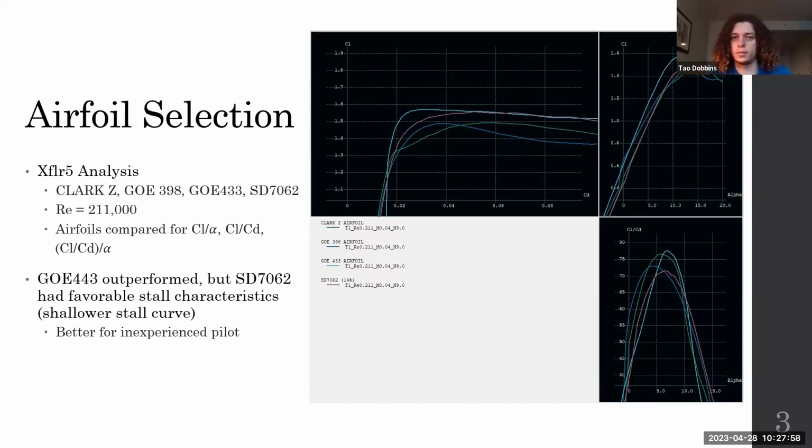I agree. I think these were pulled directly from XFLR5, but we could have exported the data and then recreated our own graphs. And I think the software has a setting where you can change the color of each one. Yeah. So just a general comment on this one, and also on page 5.